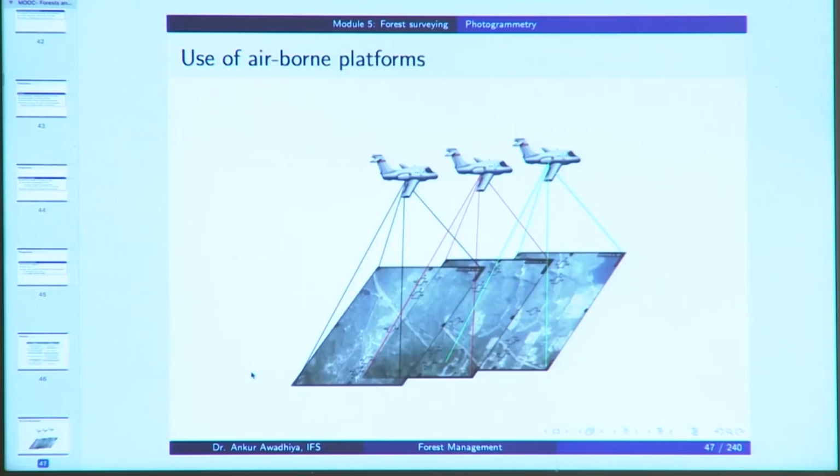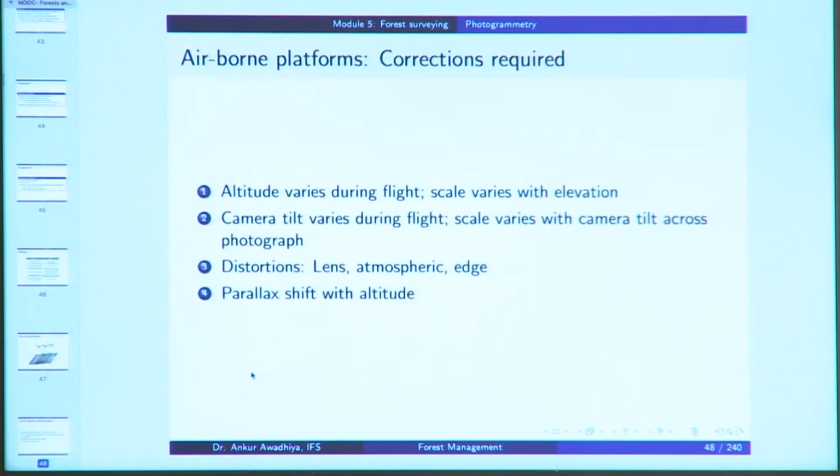Now, in the case of airborne platforms, you need to ensure that there is a sufficient amount of overlap between different images, and there are certain corrections that need to be done. If the altitude varies during the flight, the scale will vary. So, you try to fly your aircraft at the same altitude, and also you record the altitude, so that if there are any changes to be made according to the altitude in the final image, that can be made. The tilt, if it varies during the flight, then the scale will vary with the camera tilt across the photograph. Then there are several distortions: the lens distortion, atmospheric distortion and edge distortion, and there is also a parallax shift with the altitude.